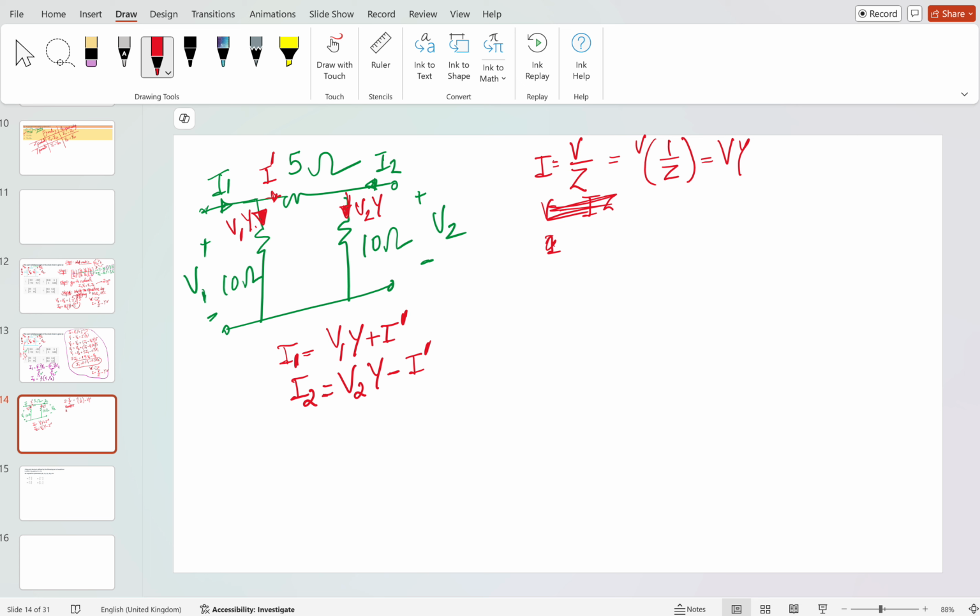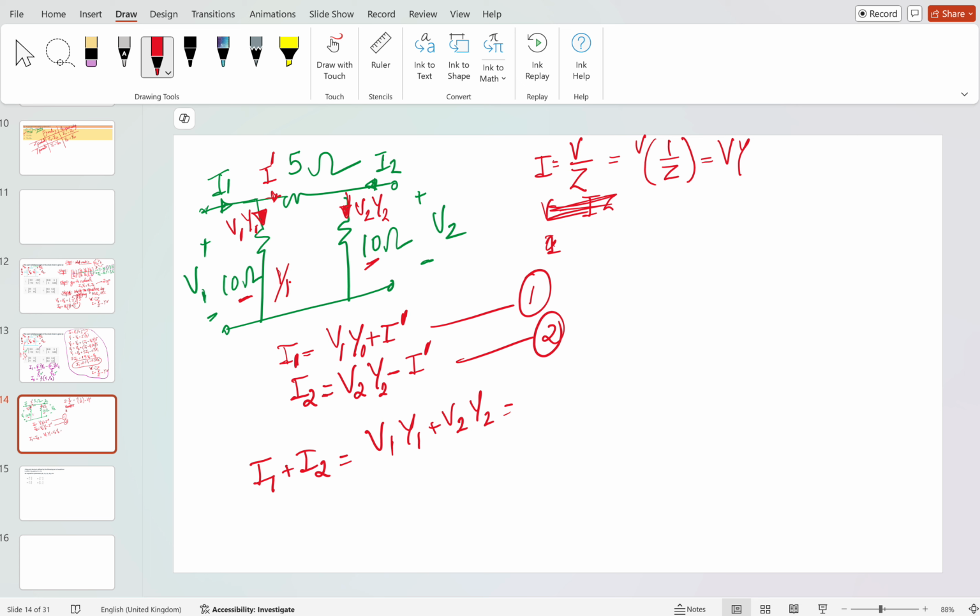This is Y1 and this is Y2, because this is the opposite. They have equal values, but you can take different values for that, Y1 and Y2. This is the first equation, this is the second equation. Add both, you get I1 plus I2 is equal to V1 times Y1 plus V2 times Y2. What is the value of Y1 and Y2? It is 1 by 10 here, 1 by 10 here. It is 0.1. So you get 0.1 times V1 plus 0.1 times V2.